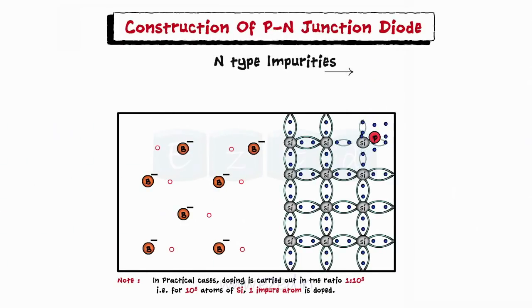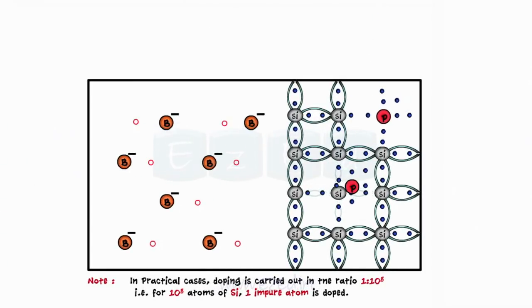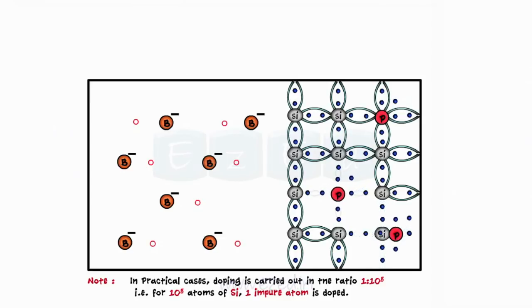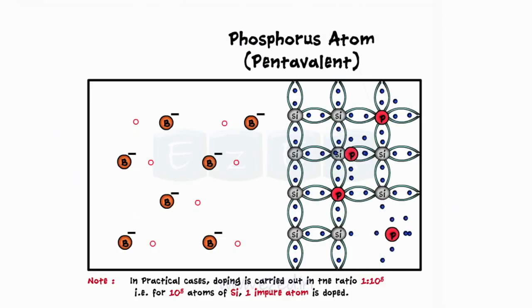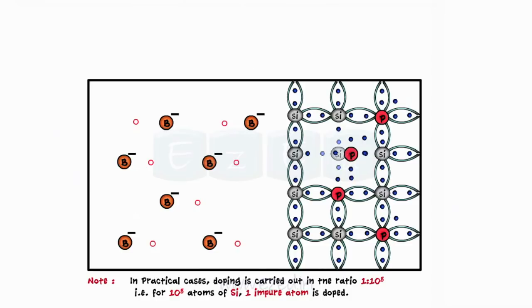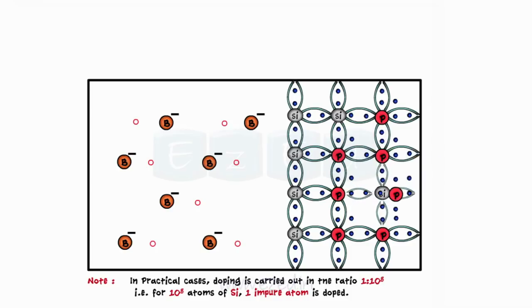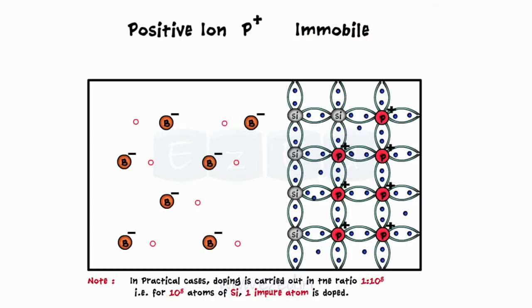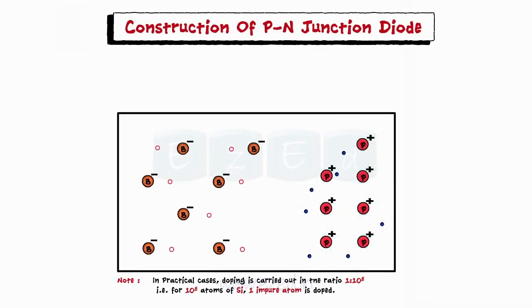The N-type impurities are doped onto the other half of the same slice. When we add pentavalent atoms like phosphorus to the silicon slice, they form four bonds with four neighboring atoms of silicon, and we get one electron that remains free. As the phosphorus atom donates one electron, it loses its neutrality and becomes a positively charged immobile ion. The N region has free electrons and positive ions. This terminal is called the cathode, and it acts as a negative terminal.